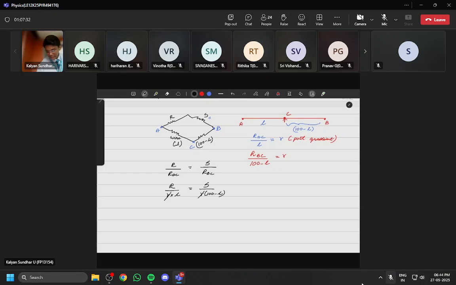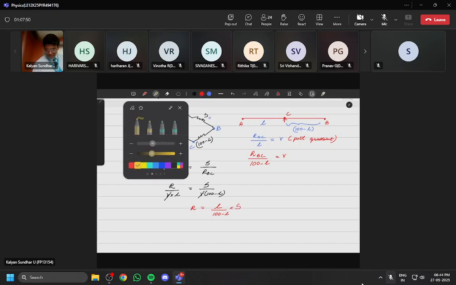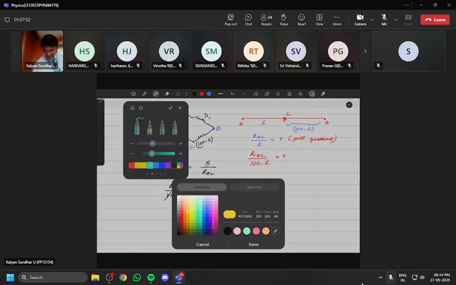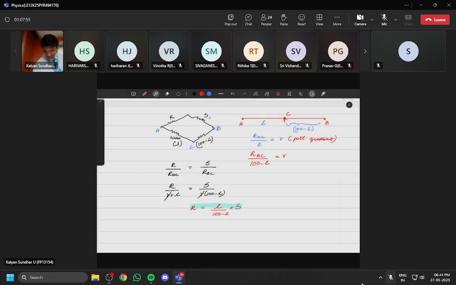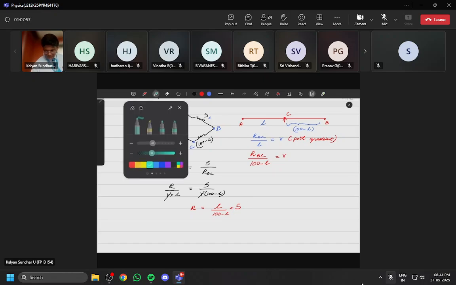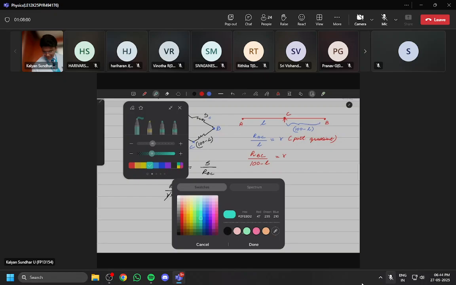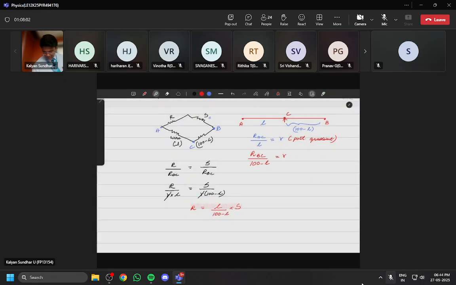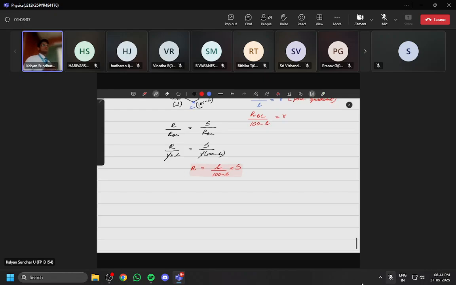Now tell me, r and r will get cancelled. You have to find out the unknown value. Unknown இங்க யார்? R is R. So R will be equal to L divided by 100 minus L into your S. So this will be your unknown resistance value.